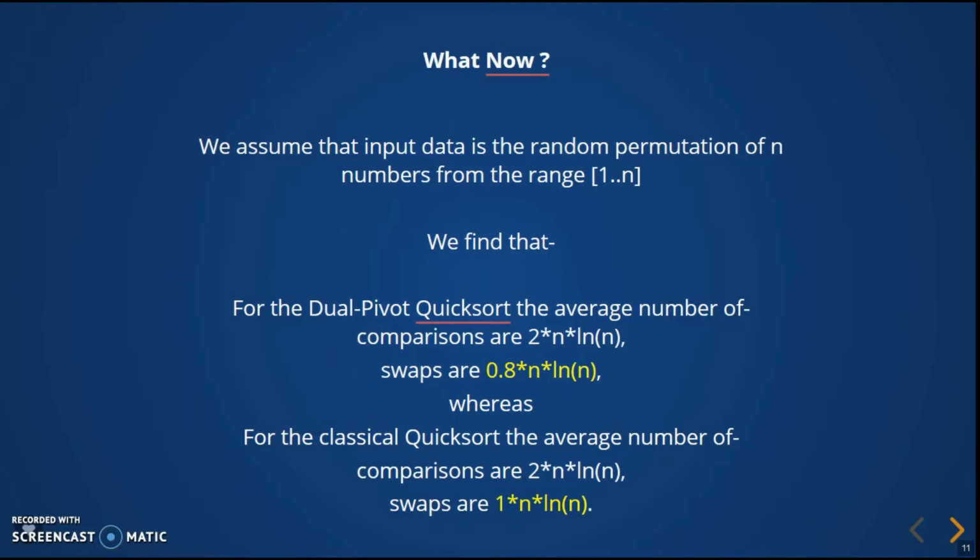Whereas for the classical quicksort, the average number of comparisons was 2 n log n and the swaps were 1 n log n. So we see the difference in the number of swaps. Dual pivot quicksort has comparatively fewer swaps, that is 0.8 n log n, as compared to the 1 n log n of classical quicksort. This makes dual pivot quicksort about 1.25 times better in performance as compared to the classical quicksort.